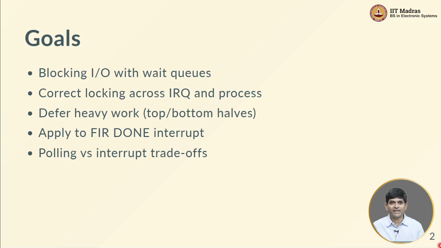So, we try and split up an interrupt handler into two parts, what we call the top half, which has to be very fast and brief, and the bottom half, which does a significant amount of work. We will look at this in the context of the FIR filter example, and basically use the done signal from the FIR filter as an interrupt and demonstrate how it can be used. We will also briefly discuss the trade-offs between polling and interrupts and when it makes more sense to use one versus the other.